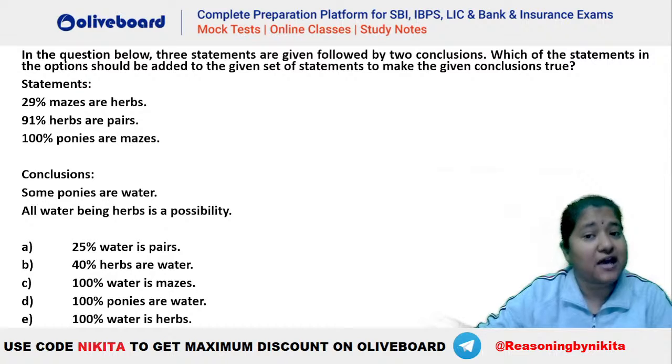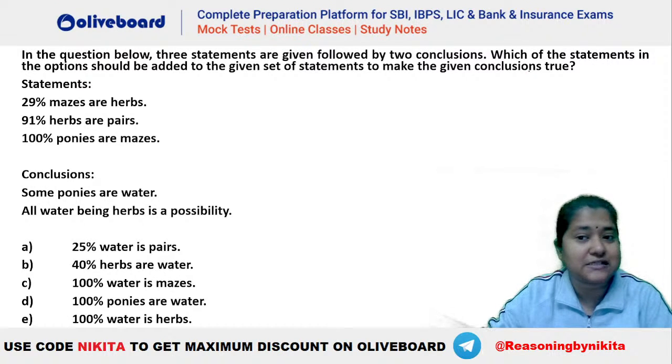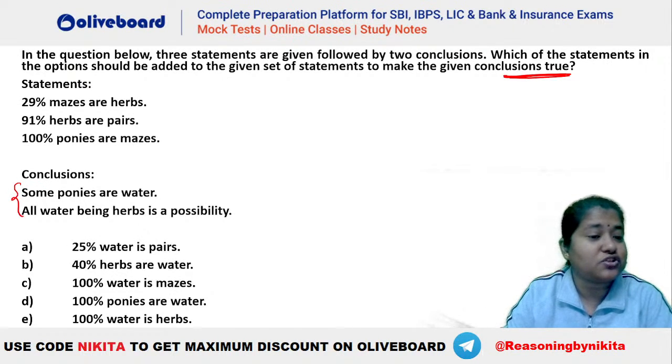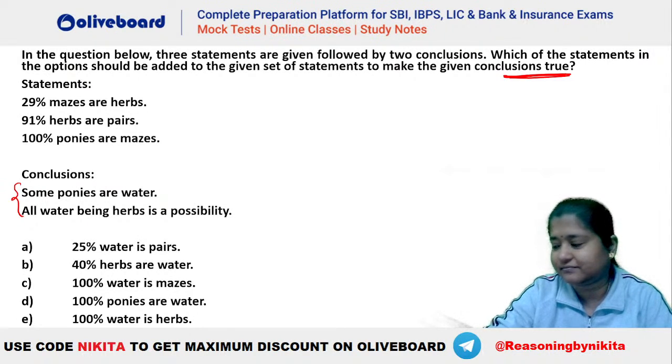Now here again we have a similar type of question. The difference is that you have to tell that the conclusions become true. Okay, in the last one we had conclusions should be false. Here it is that these two conclusions should be definitely true. Okay, try this out. Let's see.